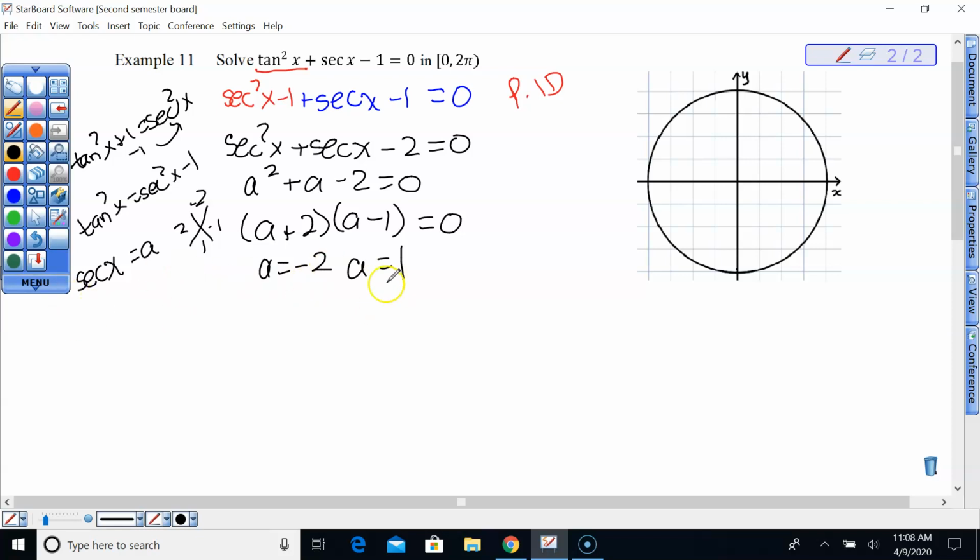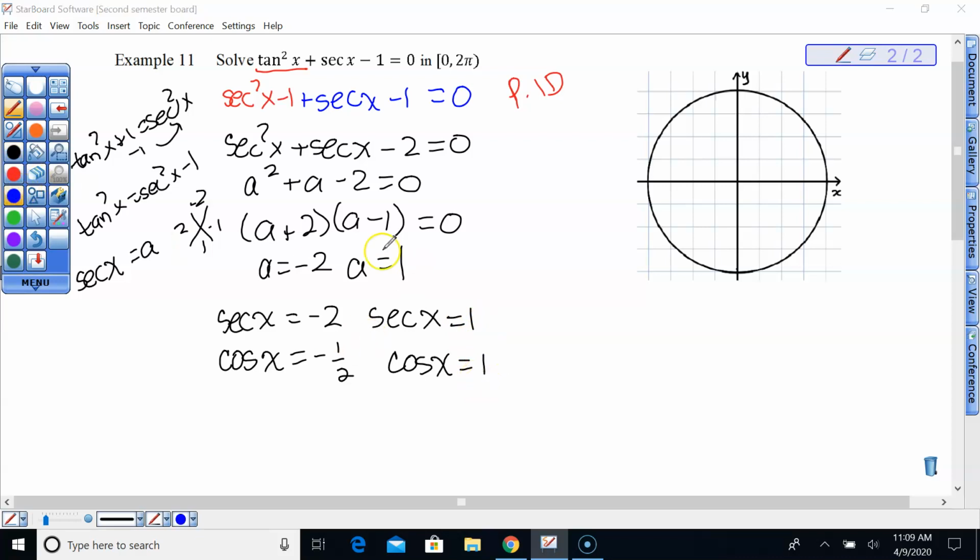And then we'll go back in now that we've solved and found our zeros. We'll resubstitute in our secant x for a. So secant x equals -2 or secant x equals 1. And again, you have your exact value trig sheet. You could look down that list for secant x equals -2, or you could use a reciprocal identity. So if secant x equals -2, then cosine x equals -1/2, and cosine x equals, flip the 1 over, it's 1.